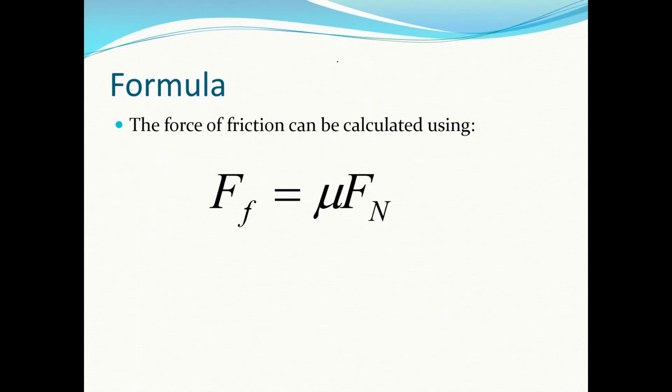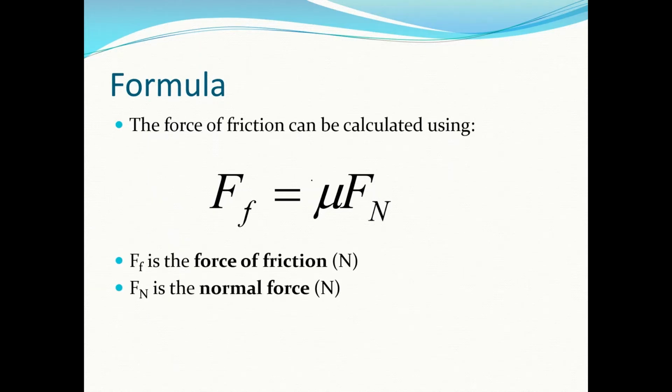So the formula for force of friction is this right here. So force of friction, and then this is kind of new and weird. We know force normal, we know force of friction, but this is weird. So FF is the force of friction, FN is the force normal, and that weird little letter is called mu. It's a Greek letter, and it represents the coefficient of friction, and it doesn't have any units.